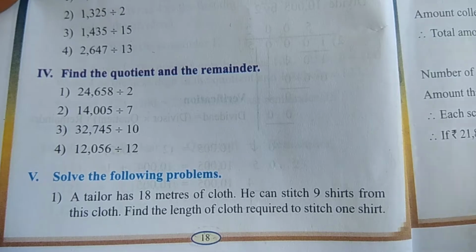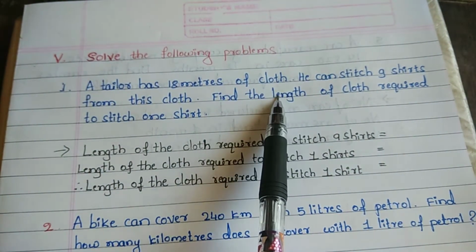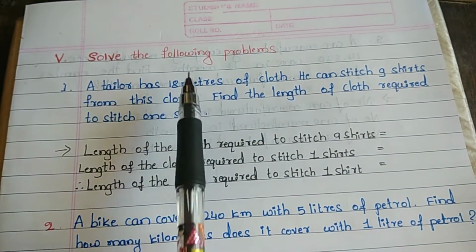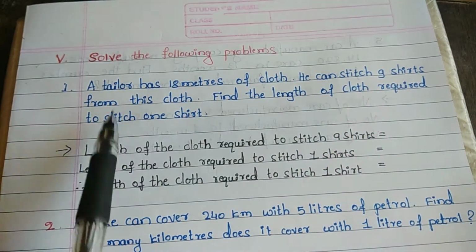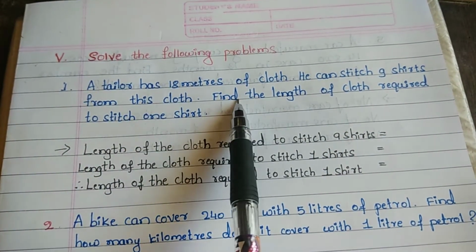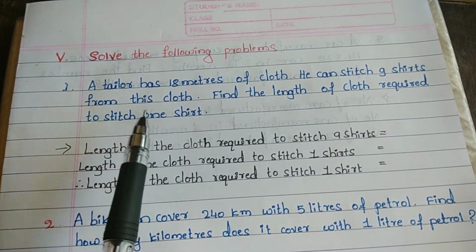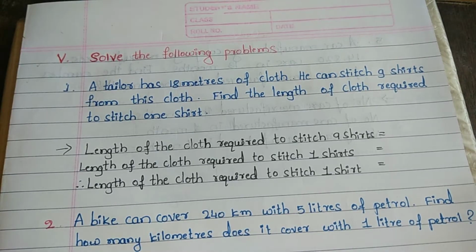What is the problem, dear students? A tailor has 18 meters of cloth. He can stitch 9 shirts from it. In the 18 meters of cloth, he wants to stitch 9 shirts only. Then you should find out the length of cloth required to stitch one shirt. Okay, this is your problem.